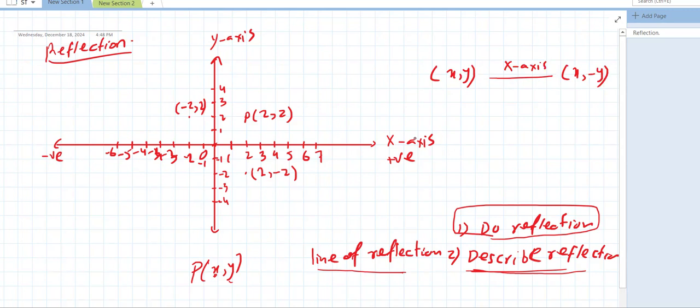If your mirror line is the x-axis, and I'm using the word x-axis, I did not use any horizontal line, this rule is for the x-axis. If your mirror line is the x-axis, only the y coordinate sign will change. If your mirror line is the y-axis, what will happen? Have you noticed only the x coordinate sign changed?